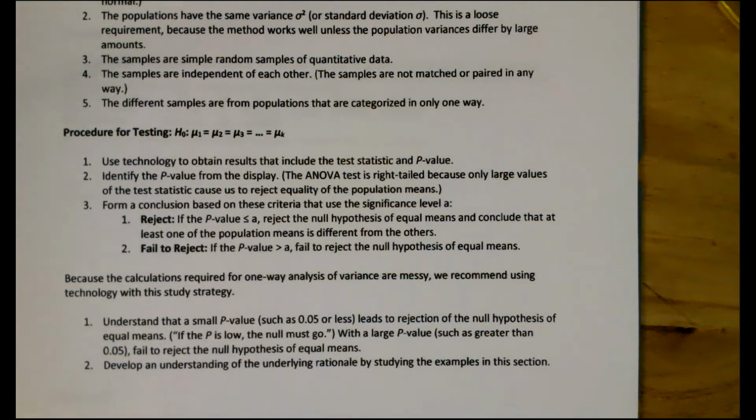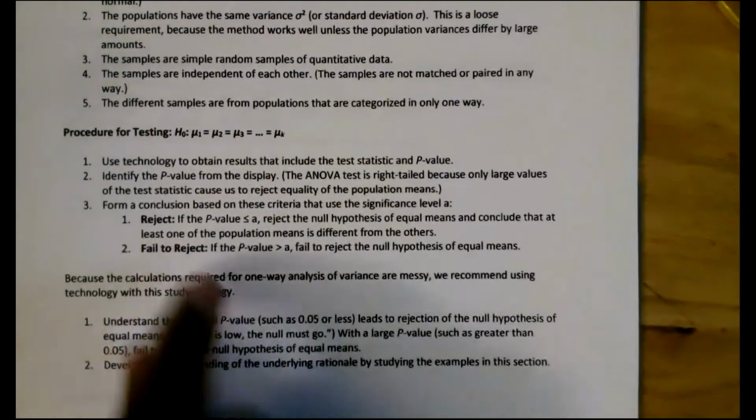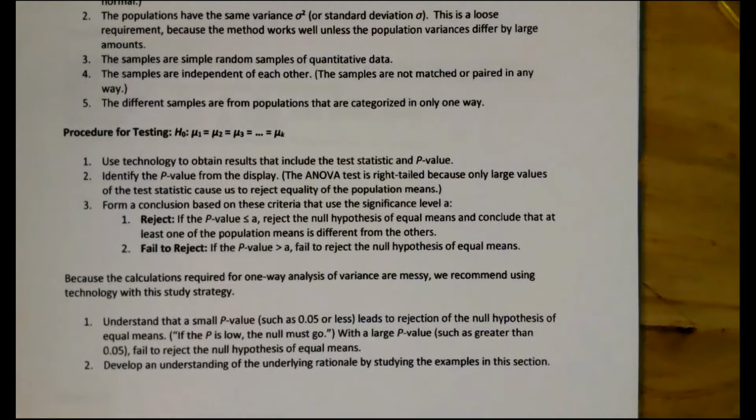Number 2, you're going to identify the p-value from the display. The ANOVA test is a right-tailed test because only large values of the test statistic cause us to reject equality of the population means. Then you're going to form a conclusion based on these criteria that use a significance level, and it's going to be alpha. Now, you're either going to reject the null or fail to reject the null. To reject the null, your p-value must be less than or equal to alpha. Or if the p-value is greater than alpha, then you fail.